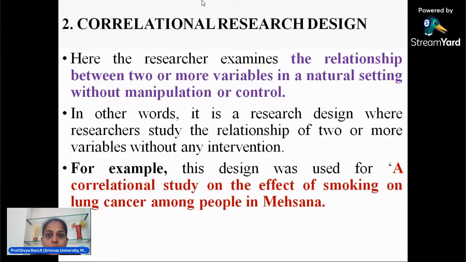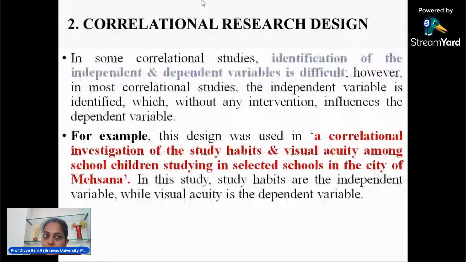Next one is correlation. That is, you are identifying the relationship between two or more variables. You call it a correlational study. Now, for example, a correlational study on the effect of smoking on lung cancer. So what you are doing is checking how smoking is affecting lung cancer. So that is called correlational research design.